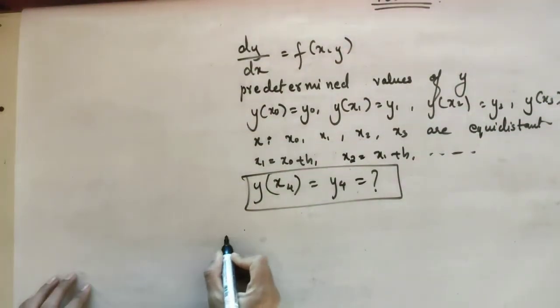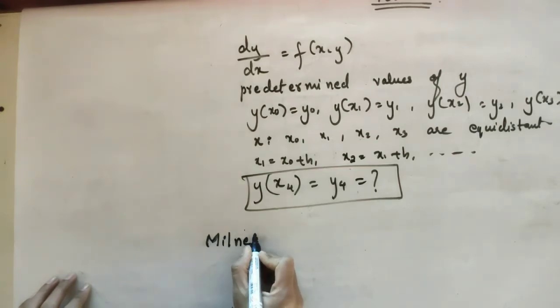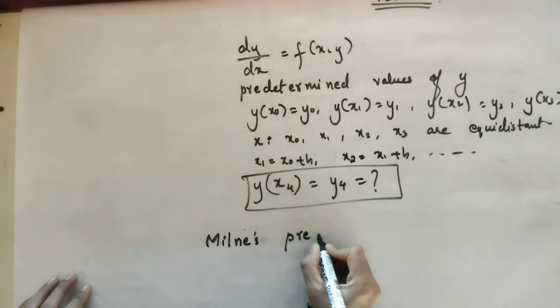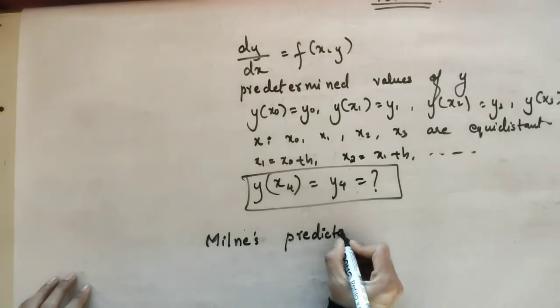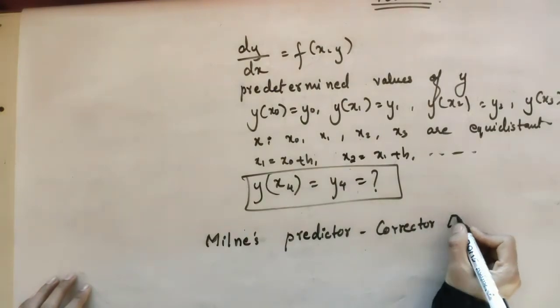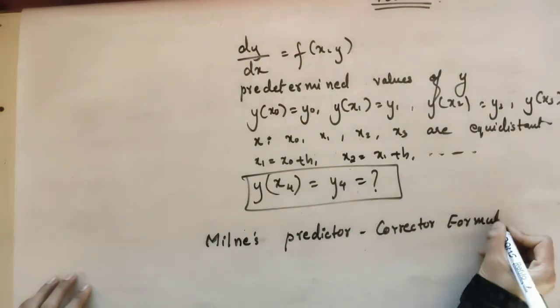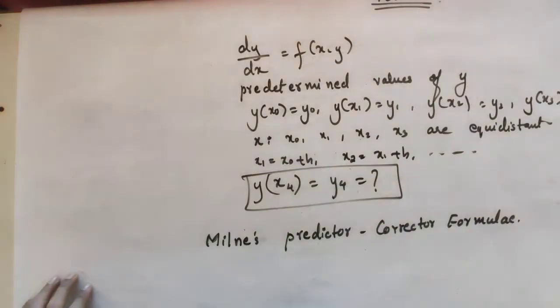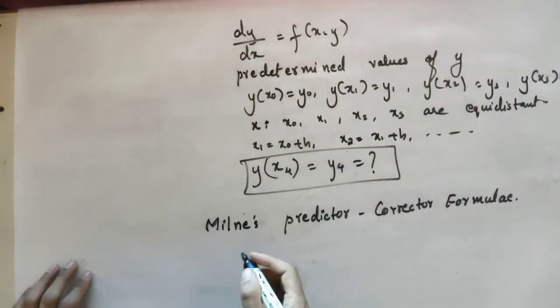So now I'll give you the different methods. First is Milne's predictor corrector formulae. Let's see what these formulas are, then we'll continue.